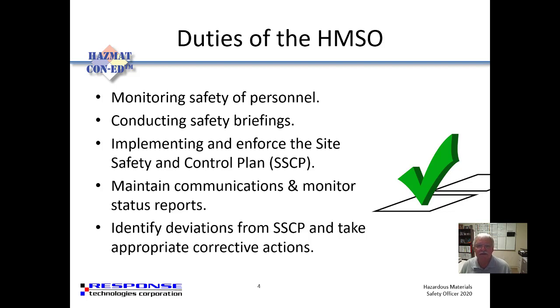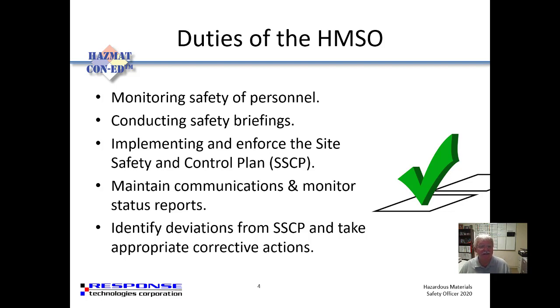So the duties of the hazmat safety officer is obviously monitoring the safety of the personnel, and that is within the hot and warm zones of operation. So they're going to be wanting to evaluate all things going on within the purview of the hazmat group area. We're going to be conducting safety briefings, or at least ensuring that those safety briefings are conducted appropriately. We're going to implement and enforce the site safety and control plan in the areas of operation. We're going to maintain the necessary communications.